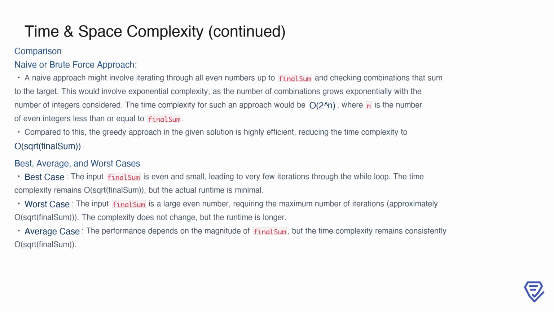Looking at different scenarios, in the best case, final sum is small, leading to fewer iterations and minimal runtime, though the time complexity remains O(sqrt(final sum)). In the worst case, final sum is a large even number, requiring the maximum number of iterations. Finally, on average, the performance is consistently O(sqrt(final sum)), with runtime depending on the magnitude of final sum rather than the input size.